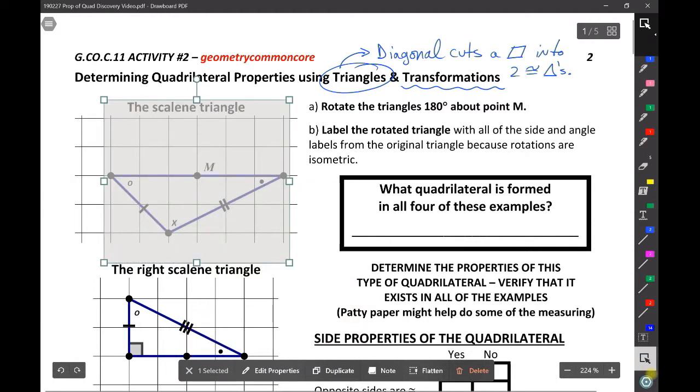And what you want to do is center your patty paper so that point M is in the middle of your patty paper. You want to center your patty paper so that point M is in the middle of it.